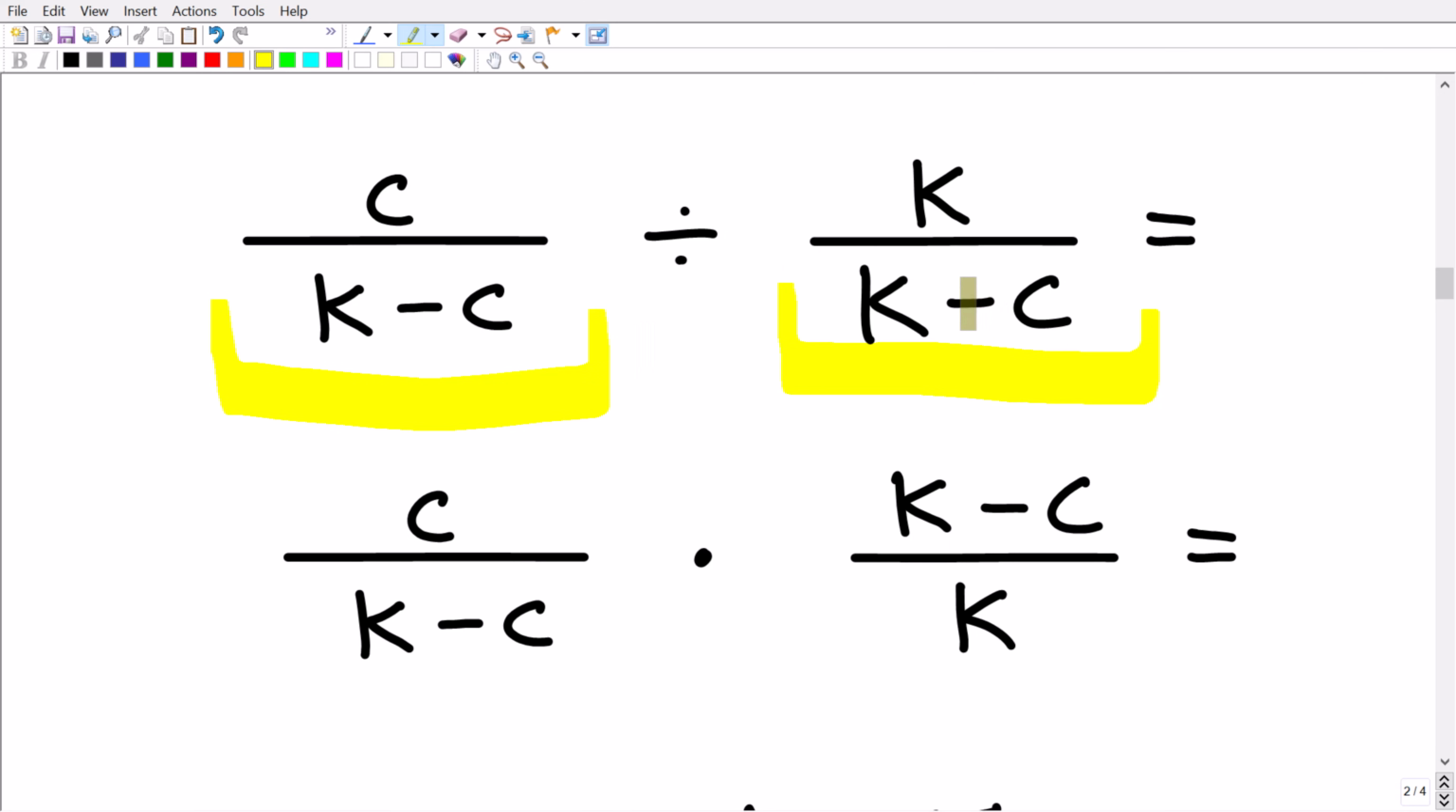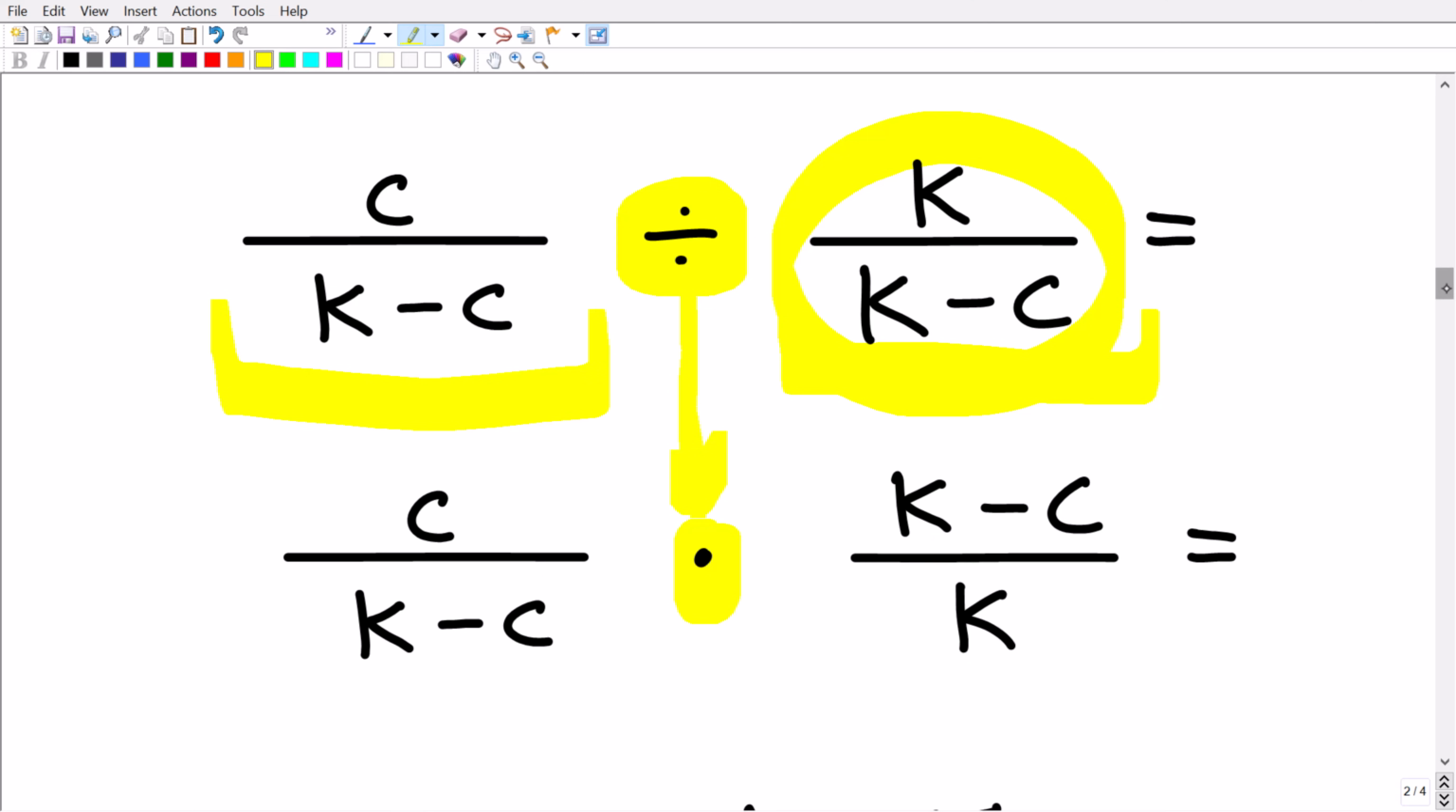So how do you divide fractions or rational expressions? Well, we have to go from division to multiplication by flipping the fraction or rational expression to the right of the division operator upside down. So instead of k over k minus c, we'll have k minus c over k.